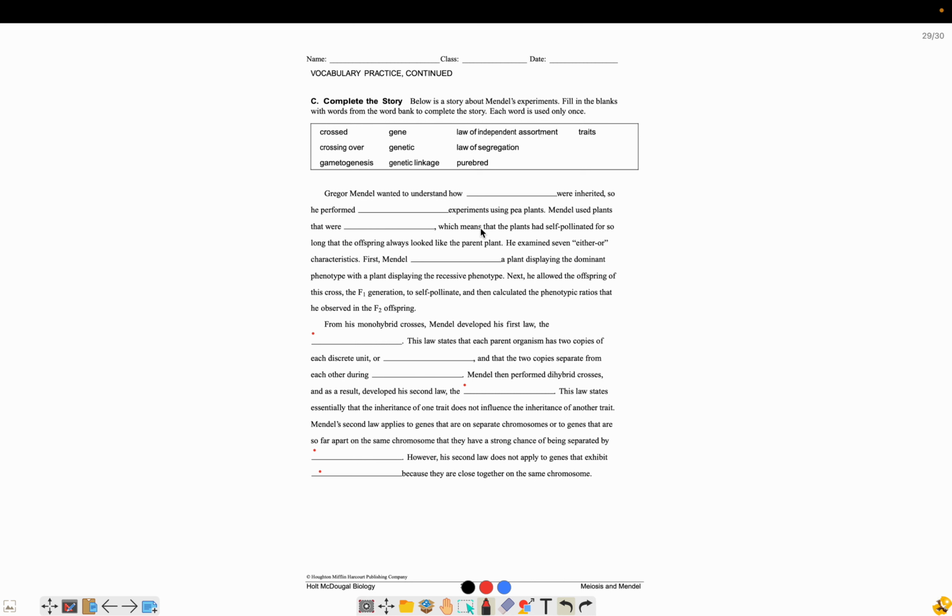So he examined. Go ahead and read this. Which means that the plants either had self-pollinated for so long that the offspring always looked like the parent plant. Remember, plants can pollinate themselves sometimes. He examined 7 other characteristics. First, Mendel crossed a plant displaying dominant phenotypes with the recessive. Then he allowed the first generation, so the F1 is the first generation, to self-pollinate. And then he calculated the phenotypic ratios and observed the offspring in F2. He developed the first law, that's the law of segregation.